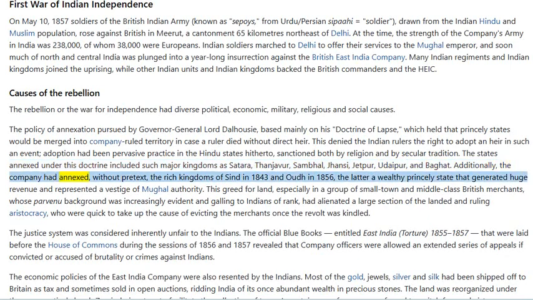Additionally, the company had annexed, without pretext, the rich kingdoms of Sindh in 1843 and Oudh in 1856, the latter a wealthy princely state that generated huge revenue and represented a vestige of Mughal authority. This greed for land, especially among a group of small-town and middle-class British merchants, whose parvenu background was increasingly evident and galling to Indians of rank, had alienated a large section of the landed and ruling aristocracy, who were quick to take up the cause of evicting the merchants once the revolt was kindled.